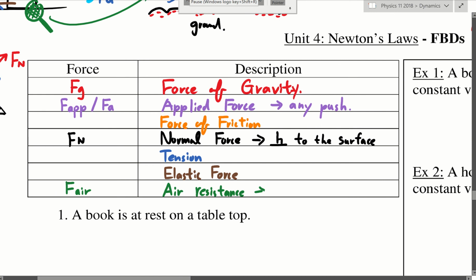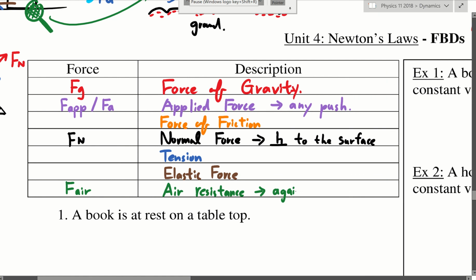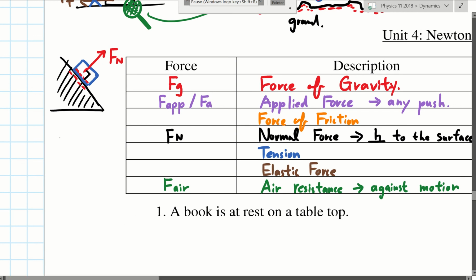Now also, air resistance is always, in terms of direction, against the motion of the object. Now this is very important. What does that mean? That means if the object is going down, so for example, if you have a ball and the force of gravity is making it go down, and let's say this object is going down right now.